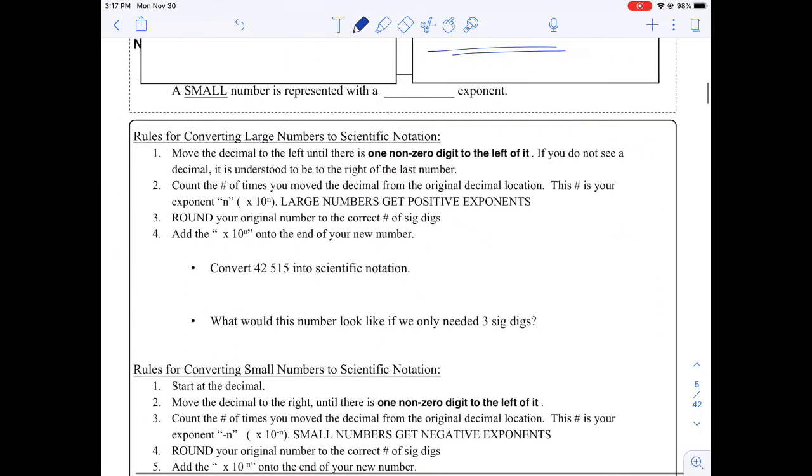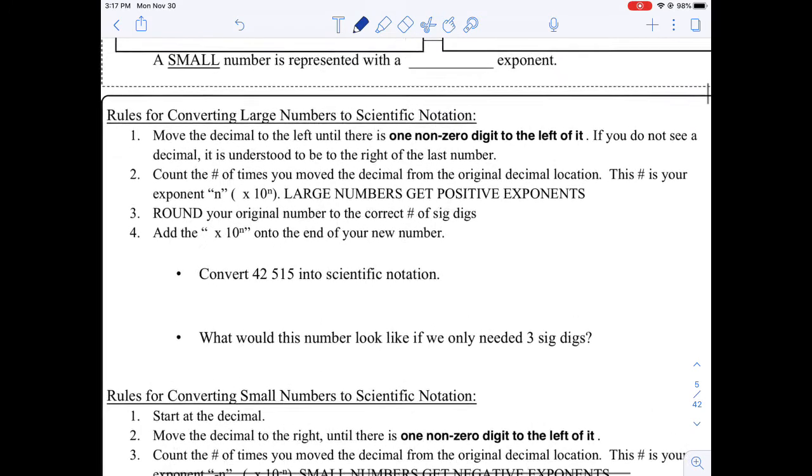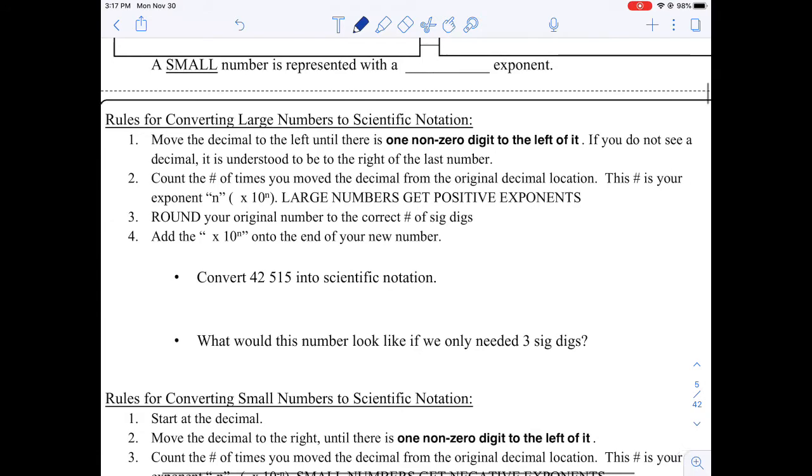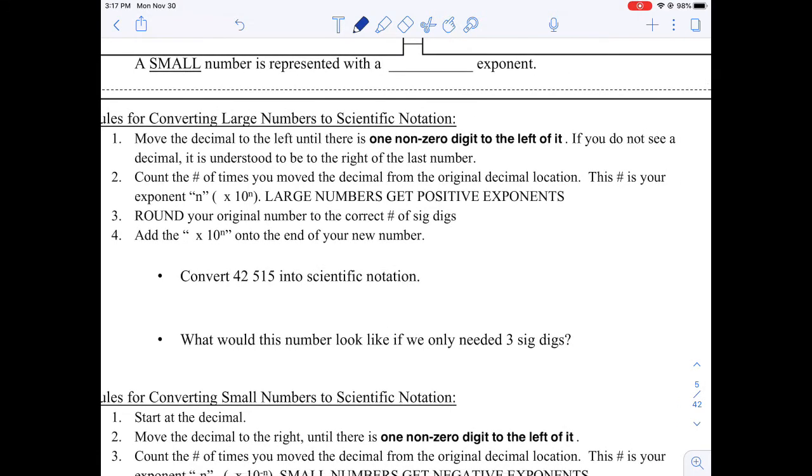And so the rules for converting large numbers to scientific notation: move the decimal to the left until there is one non-zero digit to the left of it. If you do not see a decimal, then it is understood to be the right of the last number. So count the number of times you move the decimal from the original decimal position. This is your exponent n. So it's times 10 to the n. Large numbers get positive exponents.